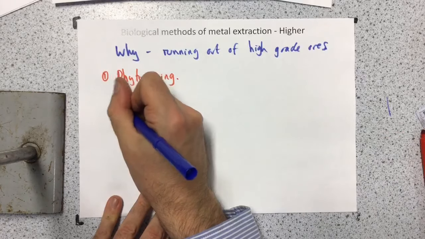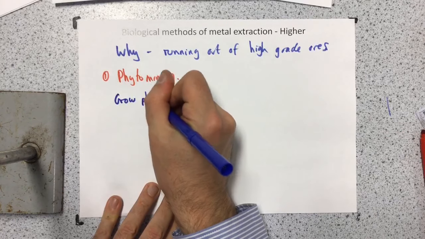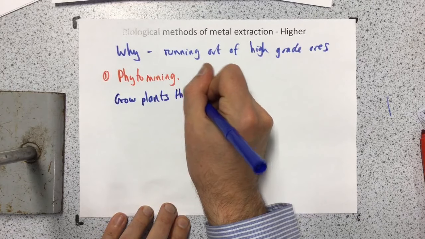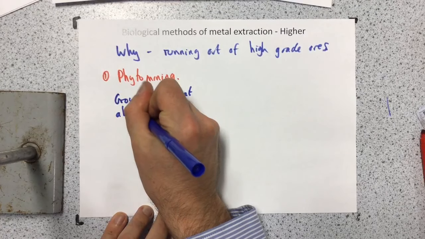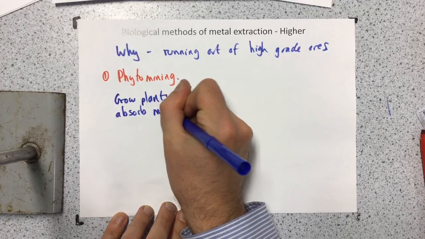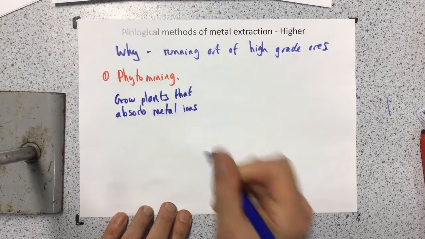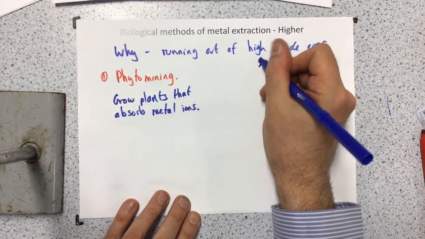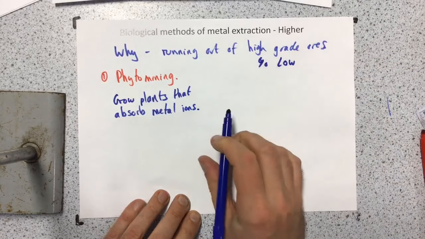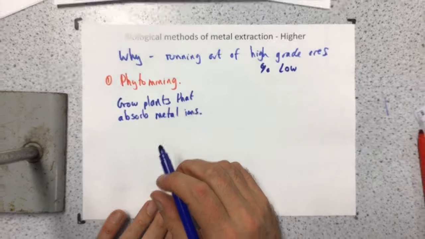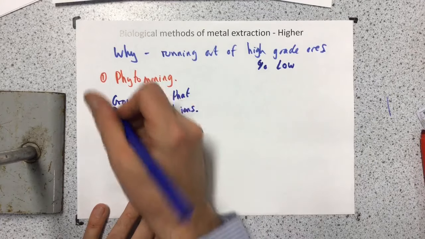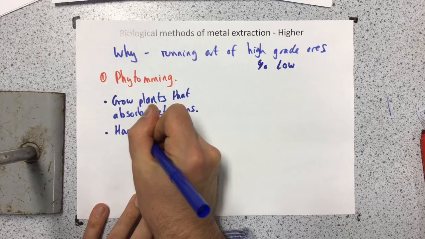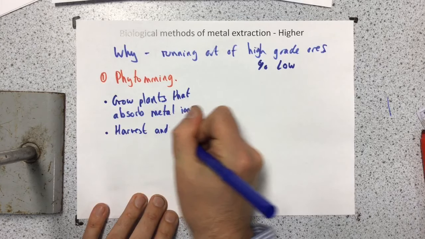You grow plants. Specific plants that absorb metal ions from the ground. So particularly useful in areas where the percentage is low, because all the high-grade ores have been used up for certain metals by the mining companies. The next thing you do is you harvest the plant and you literally burn it.